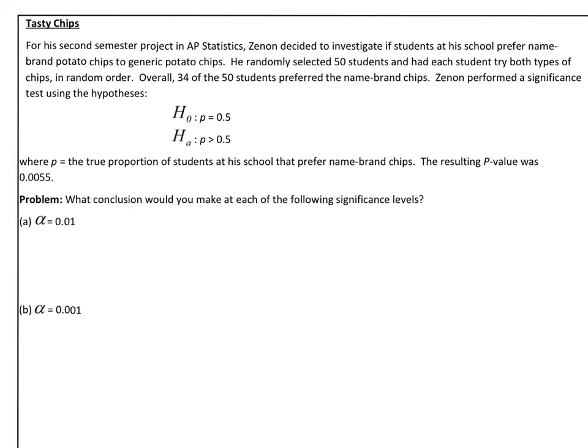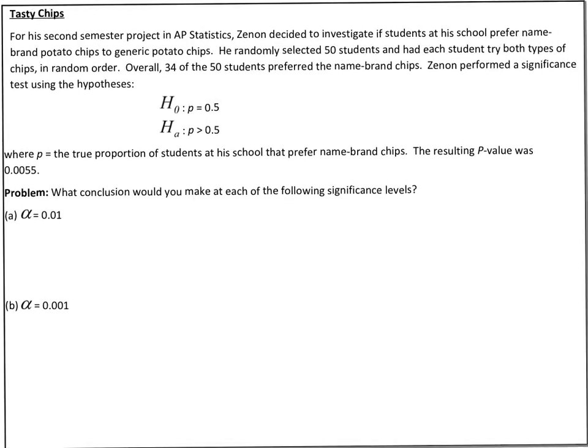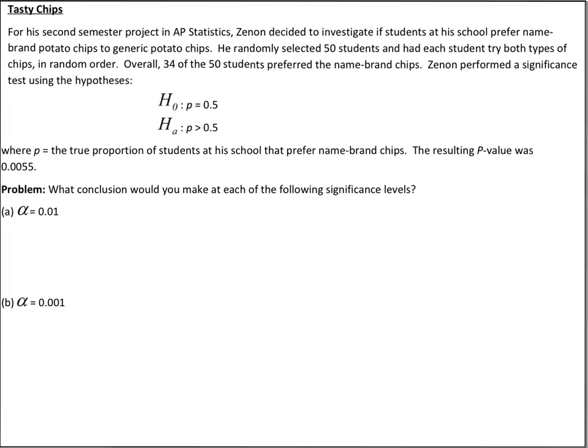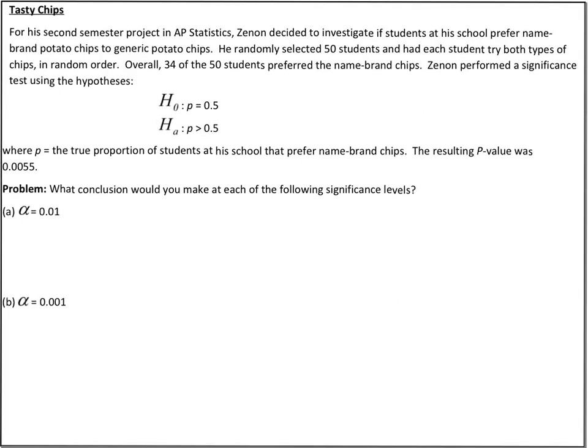Now here's a new context. Another project. A student decided to investigate if students at their school prefer name brand potato chips or not. I'm just going to do this one at alpha 0.01. So they did the taste test, right? And p is the true proportion of students that prefer name brand. So H0 said that it is 0.5. HA says that it's greater than 0.5.